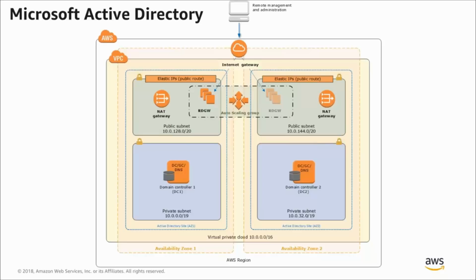Again, NAT gateway and auto-scaling groups not only give you the ability to optimize your cost, but also make sure you have an efficient performance for your architecture as well. So it can scale up and down based off of need.